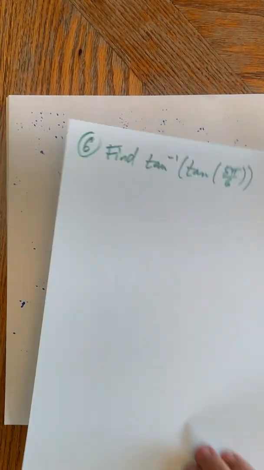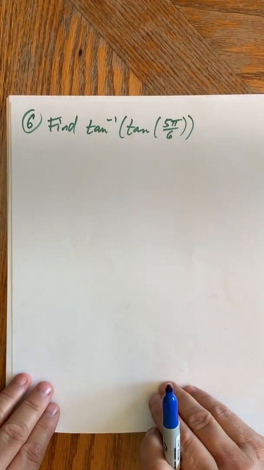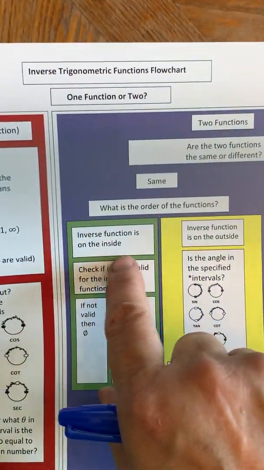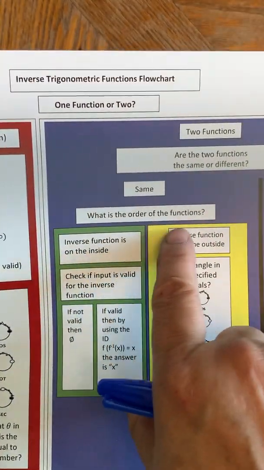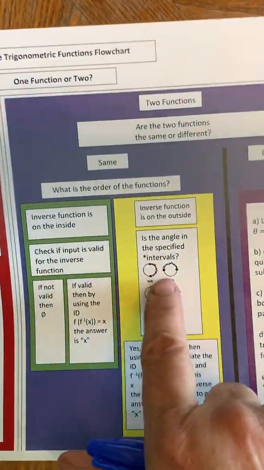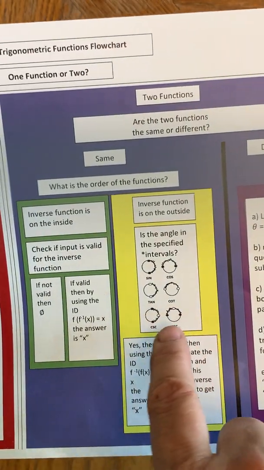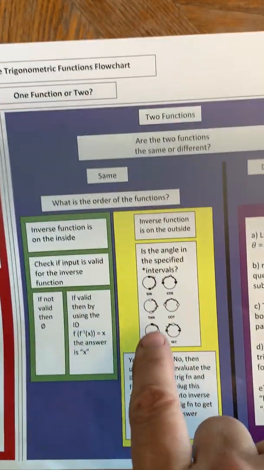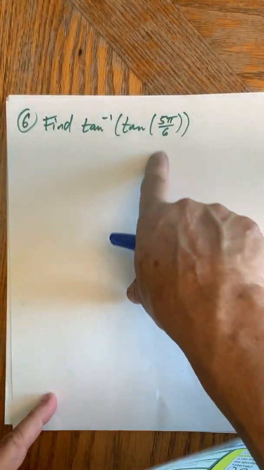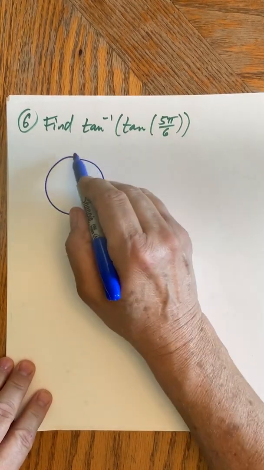Number 6. All right, so here you would ask one function or two. It's two functions. Are they the same? Yeah, tan inverse, tan inverse tan. What's the order? Well, it looks to me like the inverse is on the outside, so I'm following this. So the first thing I got to do is check to see if the angle is in the correct interval, and this is a tangent, so it'd have to be between negative pi over 2 and pi over 2, not including the endpoints. So 5 pi over 6, where's that?